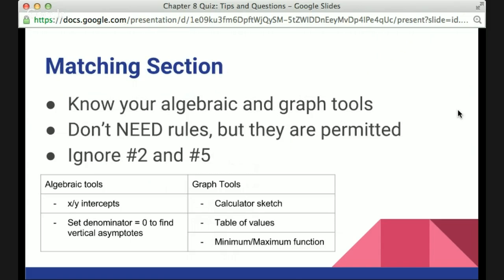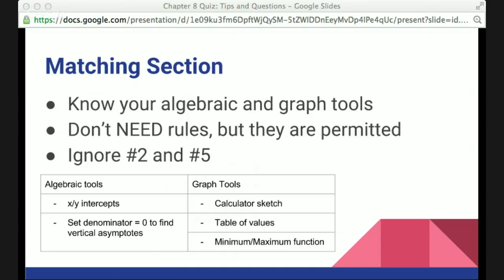There will be a matching section. Just like the last test, it'll be a little bit shorter, though. It's only 5 questions instead of, I think the last one was 7, something like that. It might have been 6, but it was a few more. This is only 5 questions, and they're only 2 points each, so not as high stakes, but you still want to get them correct. You want to know your algebraic tools and your graph tools when you're getting into this.